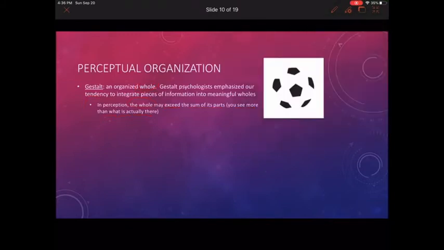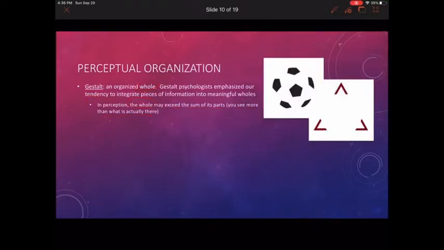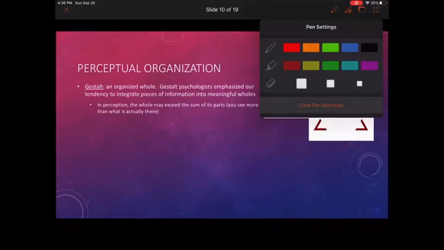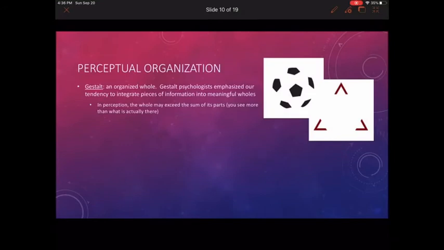A whole perception. Another example here, a lot of people will see two triangles, one upside down and one right side up, but really what's here is just 3 V's. There's not even one triangle, but your brain fills in those gaps to make a gestalt, an organized whole of something.